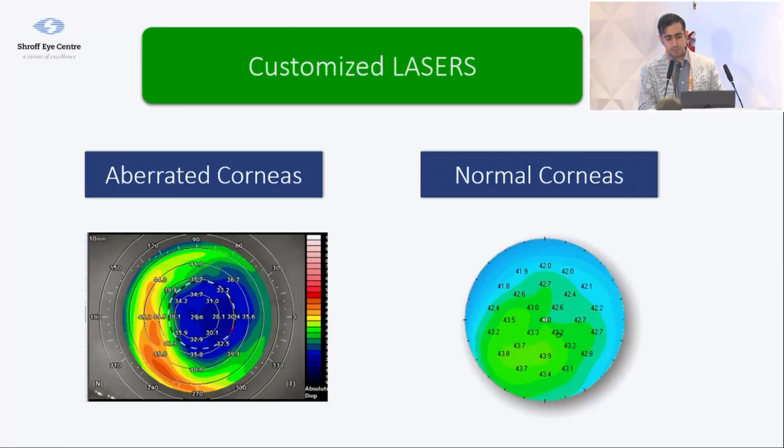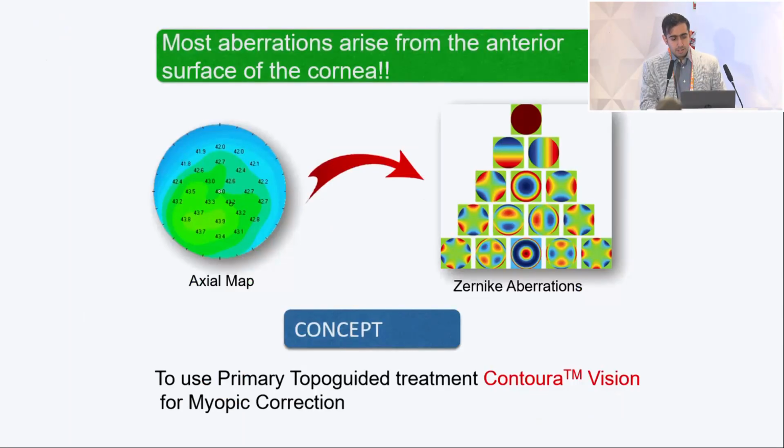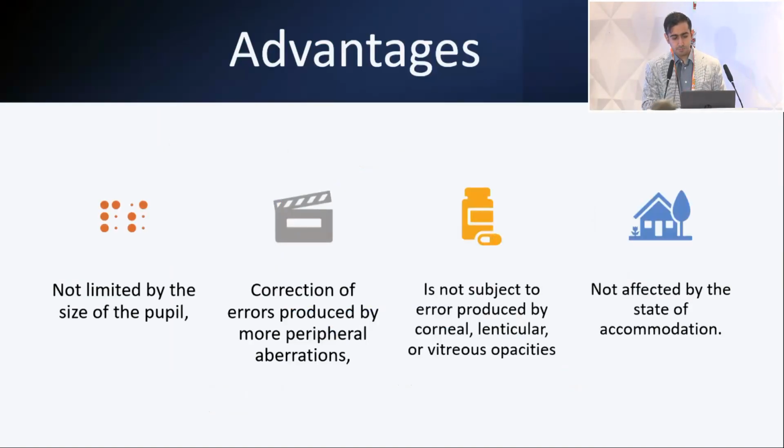Am I audible? Yeah. So at the outset, I would like to thank Pooja for inviting me for this talk. We've known that customized treatments are there. Initially, they were used... I'm going to be talking mainly about topo-guided treatments. Initially, the concept was to use it for aberrated corneas, and gradually we went into using it for relatively normal corneas as well. So the concept is that most aberrations arise from the anterior surface of the cornea, and I'm going to start off with primary treatments in normal corneas, and therefore the concept came about for using Contoura Vision for myopic correction.